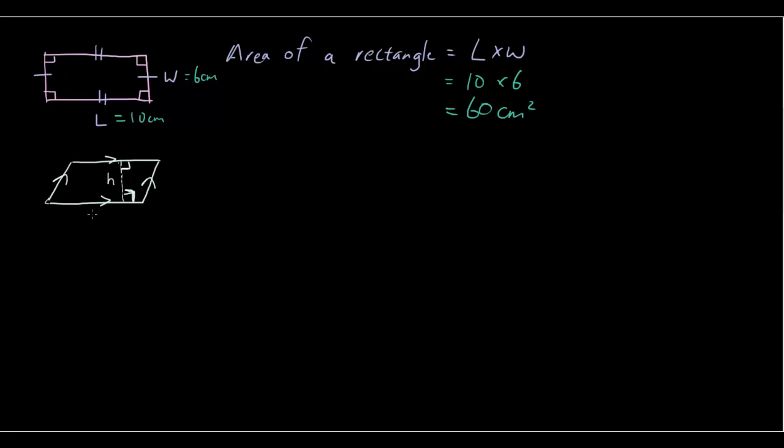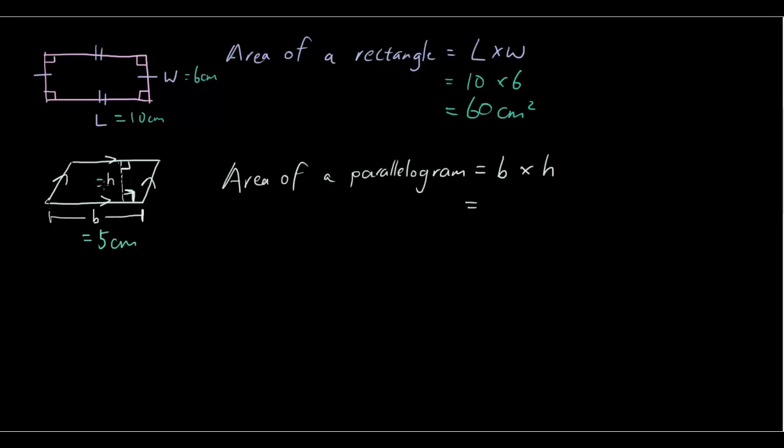And we have base, which is the length of the base. And the area of a parallelogram is base times perpendicular height. So let's say we have a base of 5 centimeters and a height of 6 centimeters. The area will just be 5 times 6, which is 30 centimeters squared.